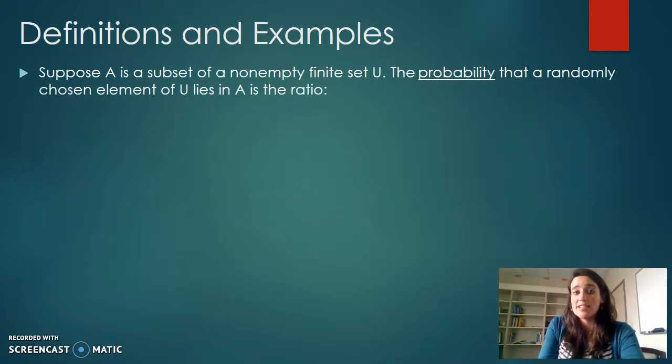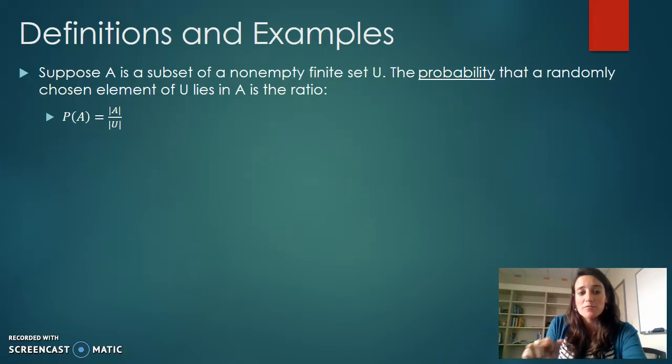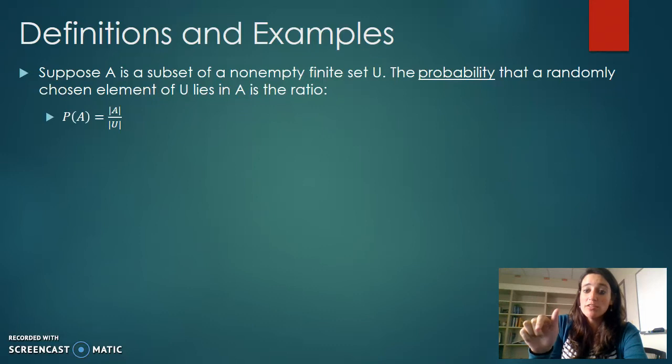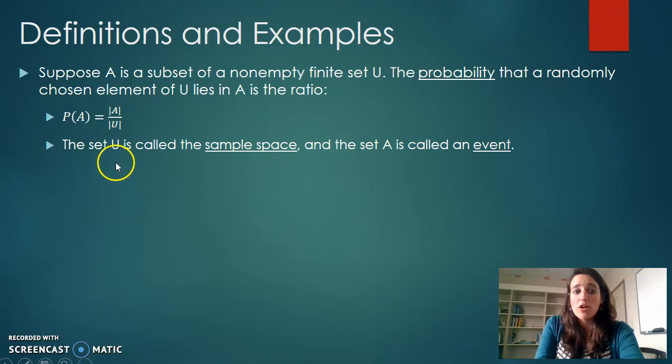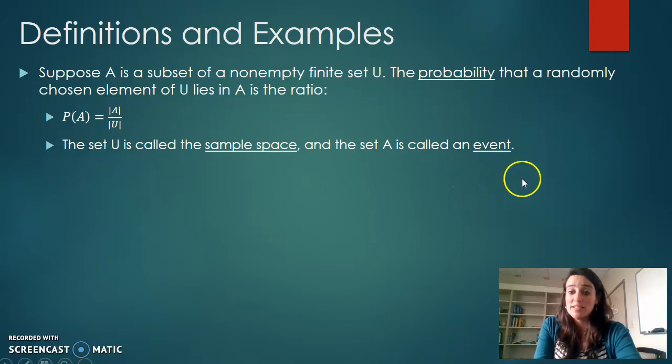Suppose A is a subset of a non-empty finite set U. The probability that a randomly chosen element of U lies in A is the ratio, so probability of A is equal to the order of A divided by the order of U. So A is the subset, so it's the number of elements in the subset divided by the number of elements in the whole set U. We call the set U the sample space, and the set A is called an event.